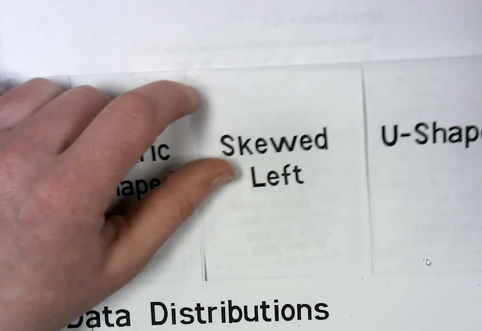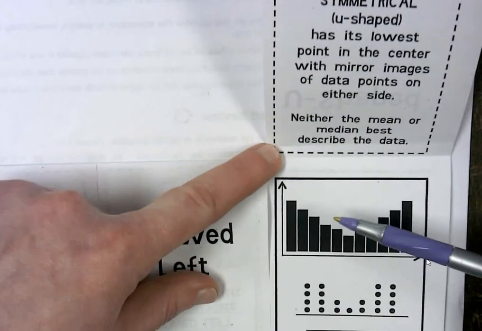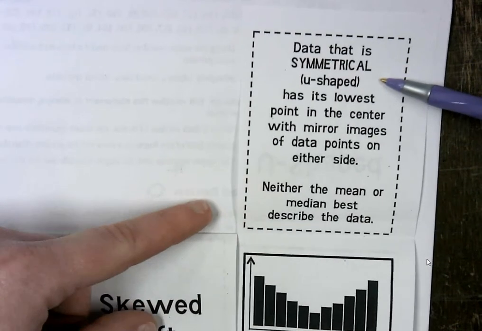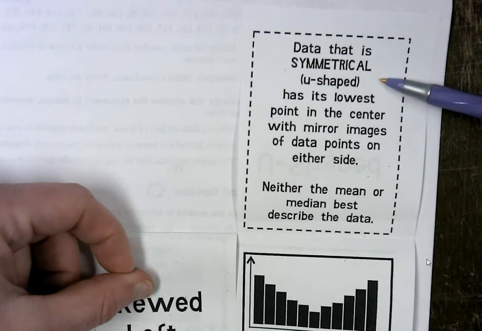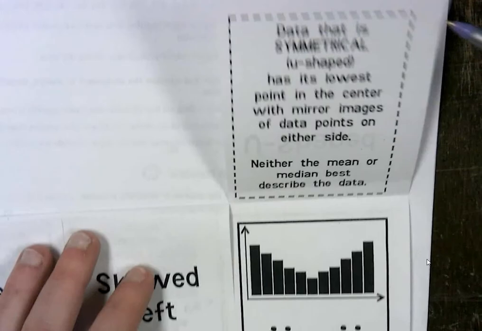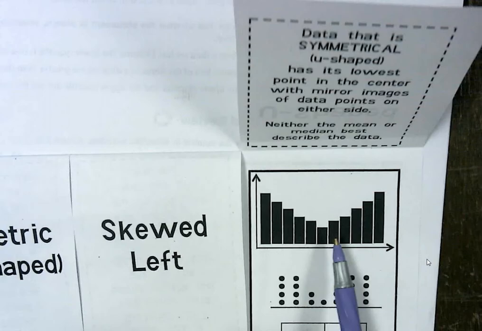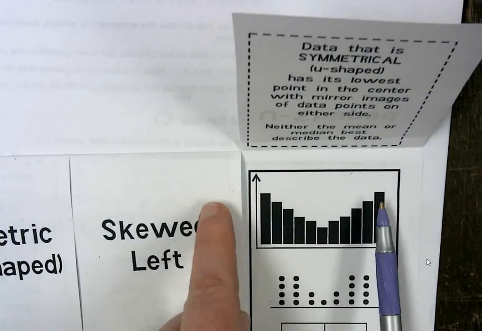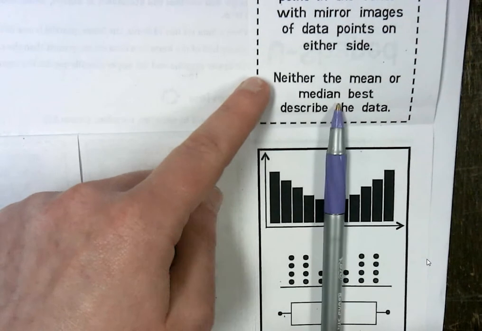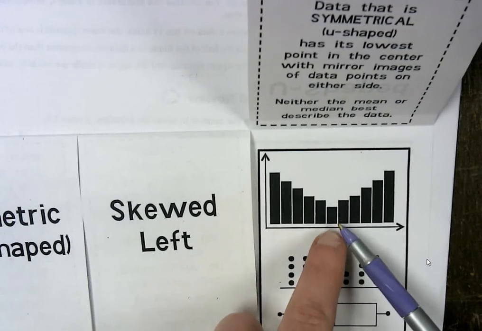And then we have something that's U-shaped, and you could probably guess your graph would look somewhat like a U. This data is also symmetrical, and it has its lowest point in the center with mirror images of data points on either side. So this is the opposite of the bell shape. This time, the middle of your graph is at the lowest point, and both sides are going up the same way. We can still cut it in half, it's still symmetrical, and when I cut it in half, both sides of the graph are going to look exactly the same. So we started low in the center, and then we go up.